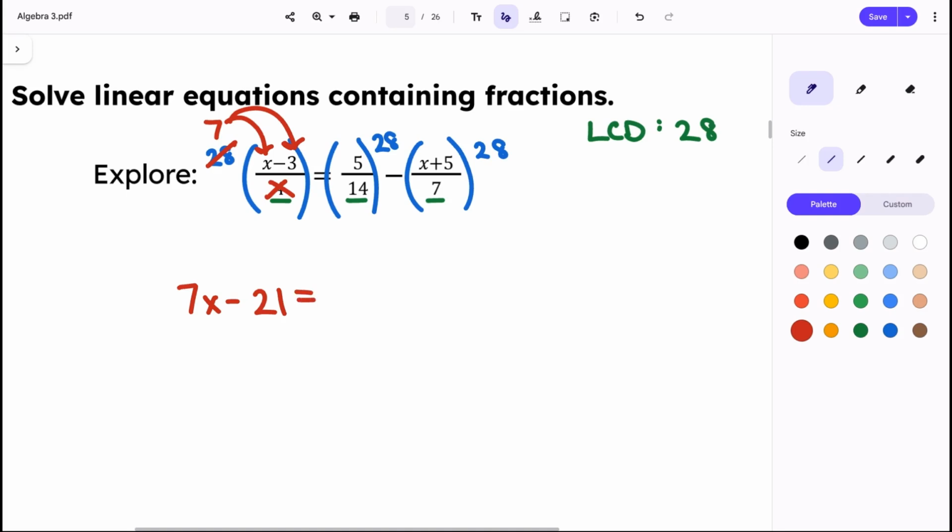I'm going to continue to do that on the other two now. I'm going to multiply by the 28. I'm going to try to simplify first to get rid of the fraction and then multiply by whatever's left over. How many times can 14 go into 28? 2. So you're going to take 2 times 5, which is 10. And then the last one, how many times can 7 go into 28? 4 times. So you're going to take 4 times x times 5. And there is a subtraction sign here, so I'm going to write minus. And then if I multiply by 4, what do I get?